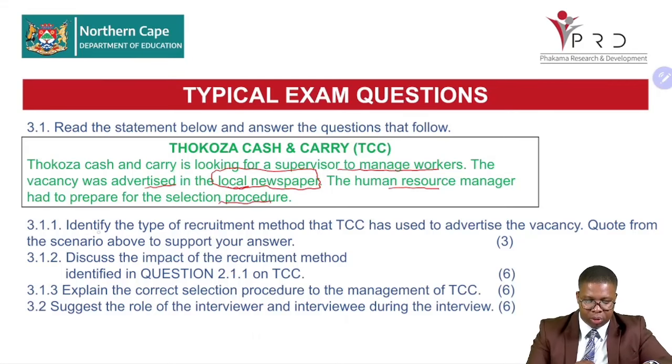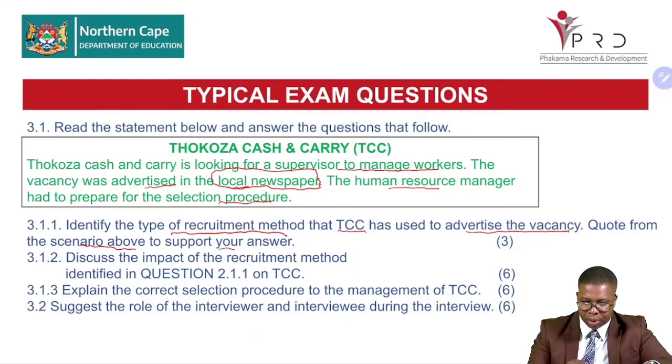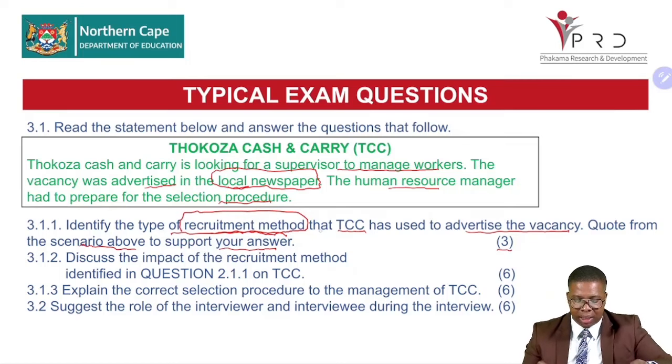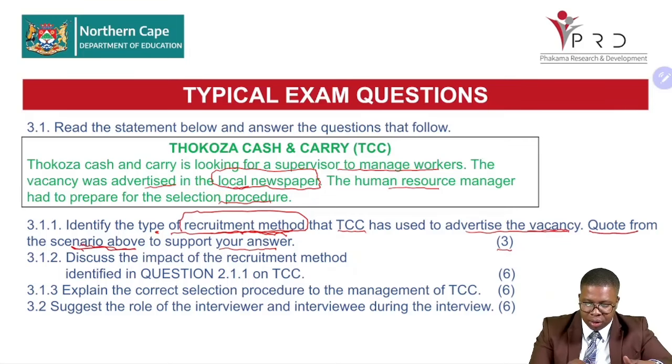The first question, 3.1.1: identify the type of recruitment method that TCC has used to advertise the vacancy. Quote from the scenario above to support your answer, for 3 marks. So here, as I said, you look into the keyword. They have used a recruitment method. And we should know that the recruitment method can either attract inside or outside the business. But where do we know that this is inside or outside? We check our scenario, because they say identify the type of recruitment method that TCC used to advertise the vacancy and quote from the scenario above to support your answer.